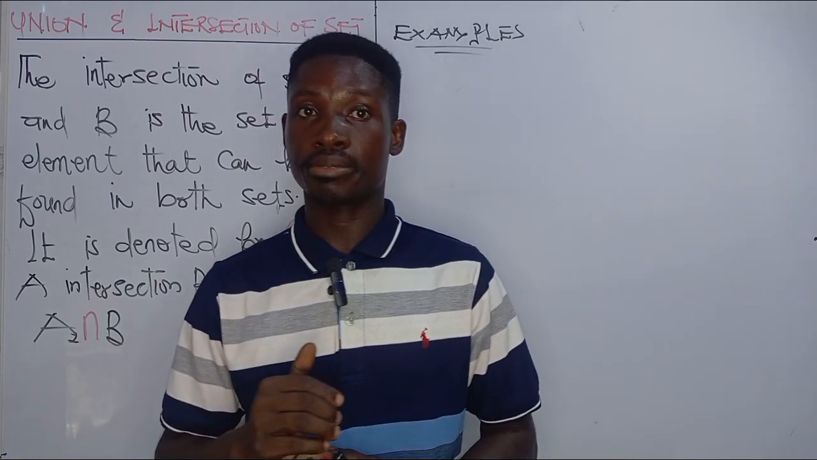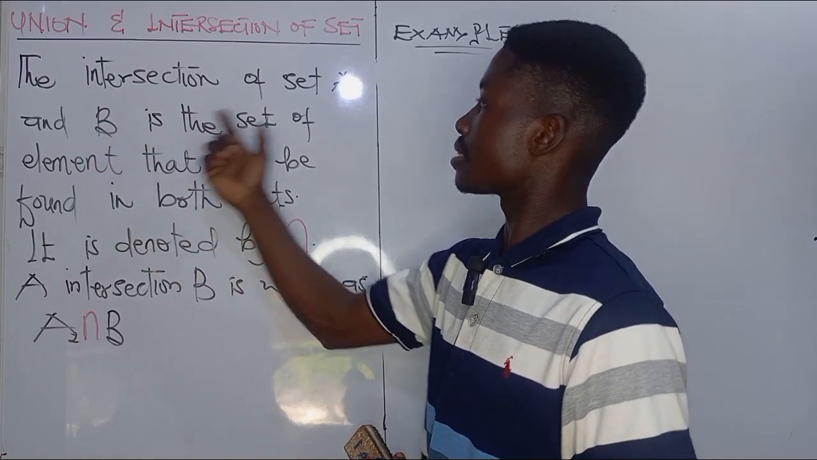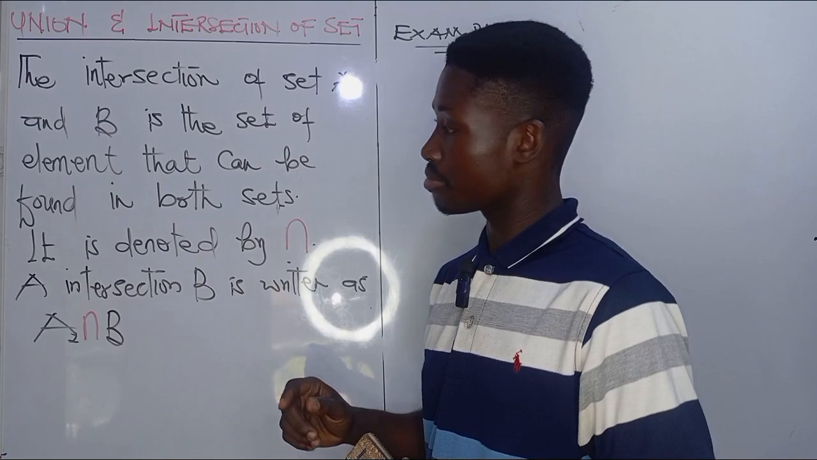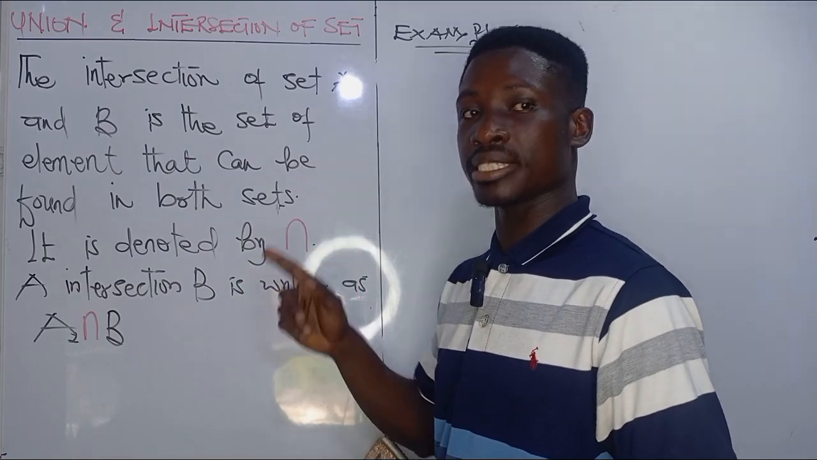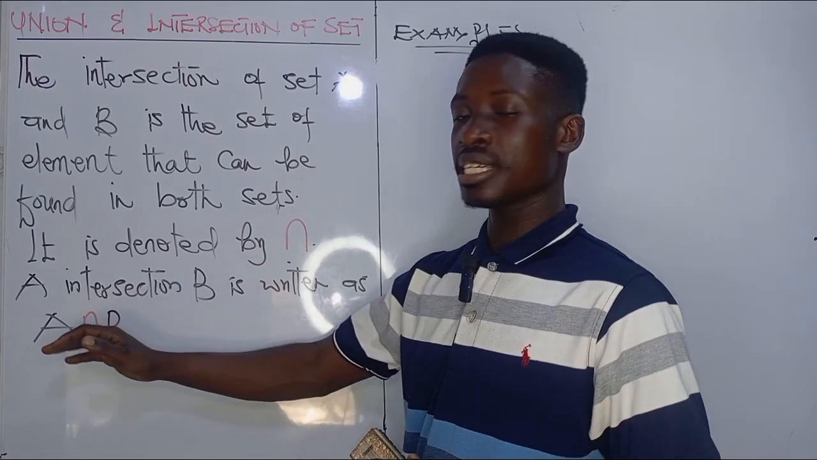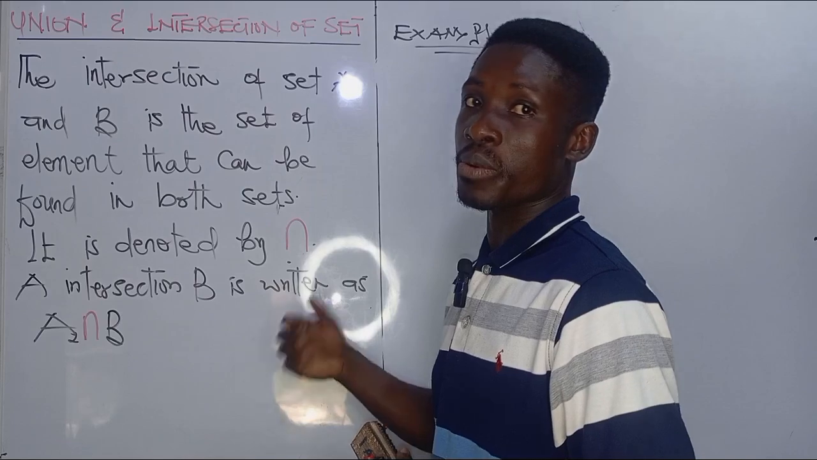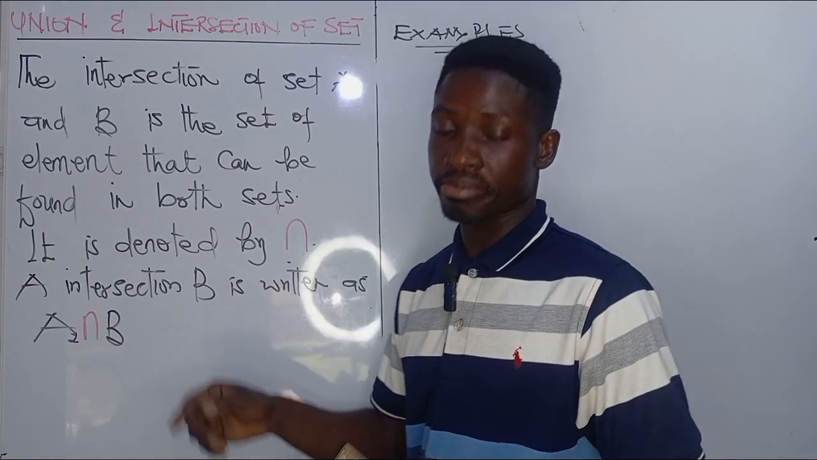What does it say? The intersection of set A and B is a set of elements that can be found in both sets. It is mostly denoted with this very symbol. It looks like an N. So if you have set A and then set B, then the intersection of set A and B can be written as A intersection B.